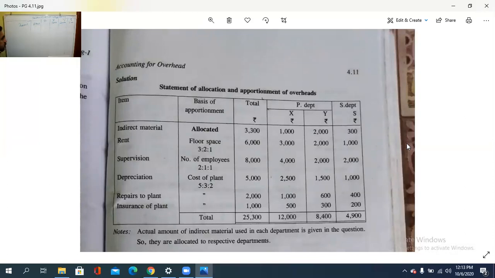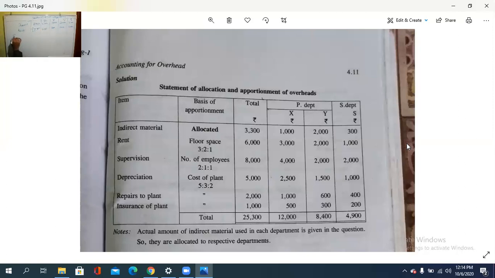So, rent. How is it to be apportioned? Based on the floor space. Yesterday we saw on which basis each item is to be apportioned. So floor space is 3:2:1. So total amount is how much? 6,000. That 6,000 is to be apportioned on 3/6, 2/6, and 1/6. So it is how much? 3,000, 2,000, and 1,000. See, 6,000.